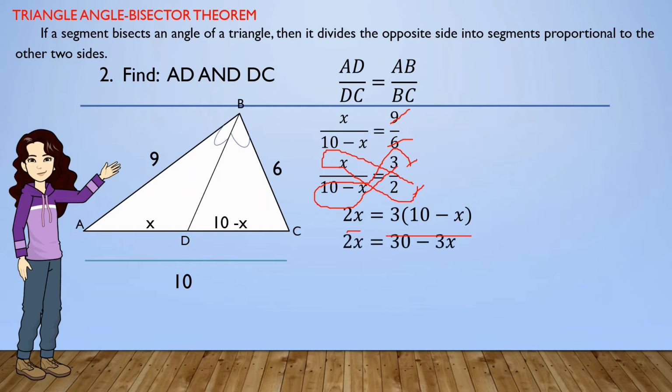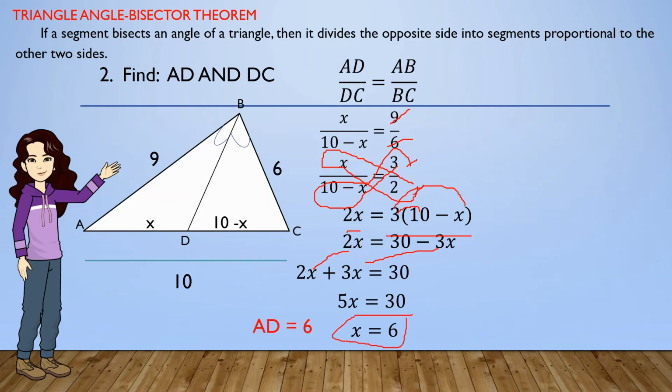Then we distribute. 3 times 10 is 30, then 3 times negative X is negative 3X, and this will be 2X. After that, using the addition property or simply transposing to the left side, 2X plus 3X is equal to 30. So 2X plus 3X is 5X is equal to 30. Divided by 5, X is 6.